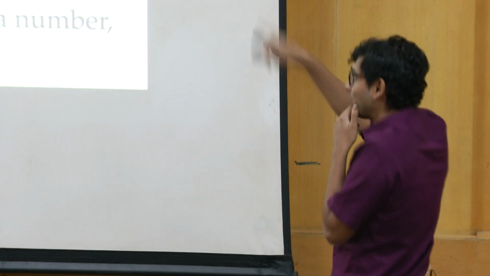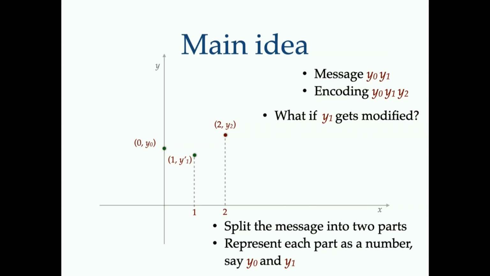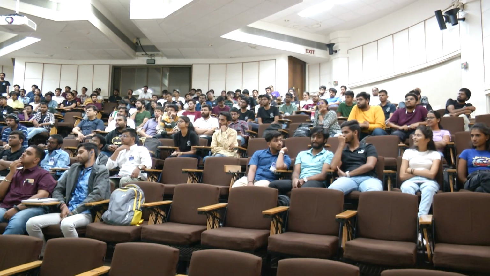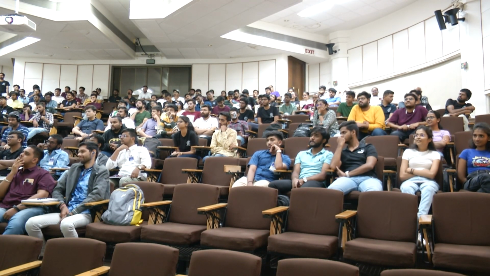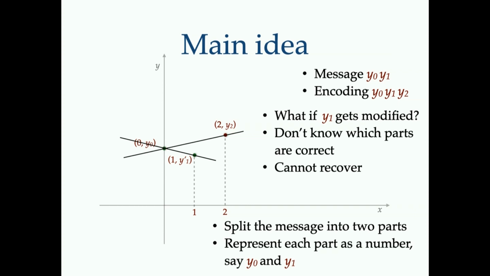Okay, so now you have these 3 points. You don't know which one is incorrect. You know 2 are correct, but you don't know which ones. So can you get the line back? The answer is no. You can't get the line, because these 2 also have a line, these 2 also have a line, and these 2 also have a line. I don't know which line is correct. So deletion works, but this corruption doesn't work.